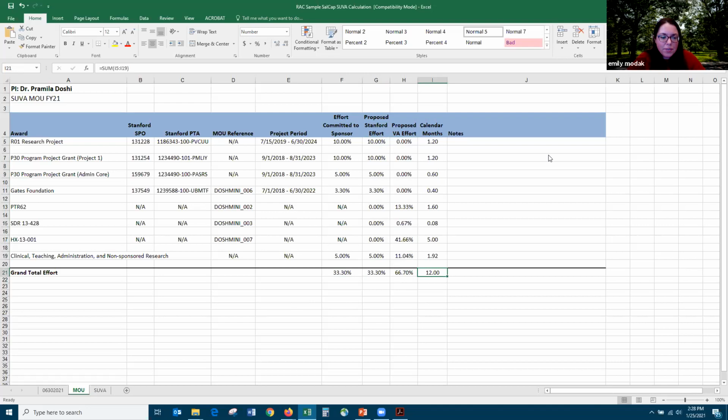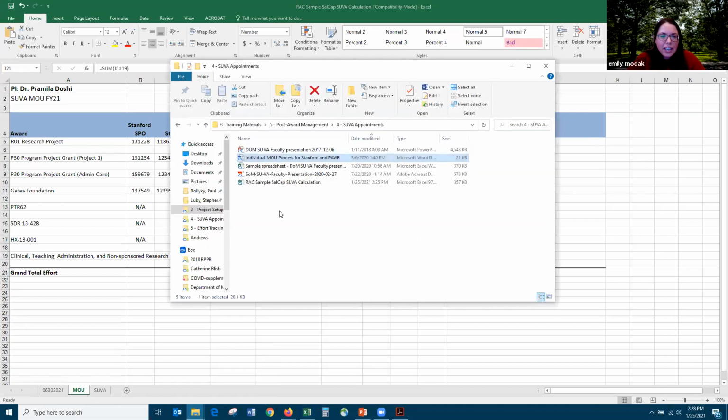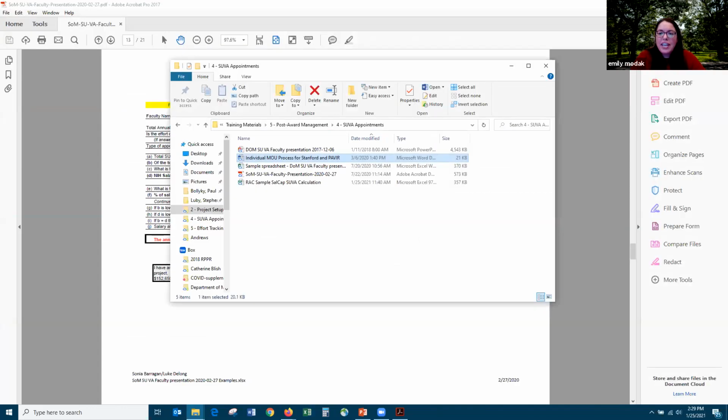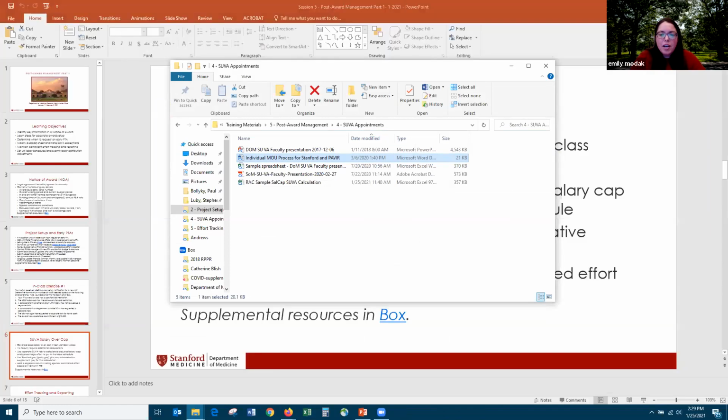Again, there's a lot of resources in the folder. Sample spreadsheets. There's even an older version of that presentation that may have a little bit of different information, just a different way of looking at it that may help you. So lots of information in the files to kind of help you navigate the SUVA faculty appointments.